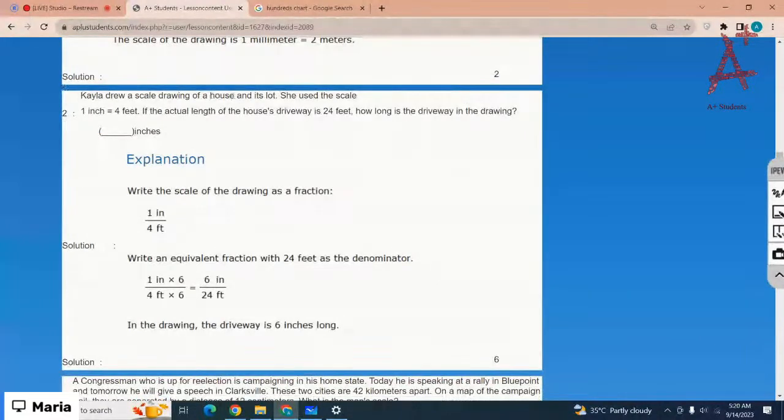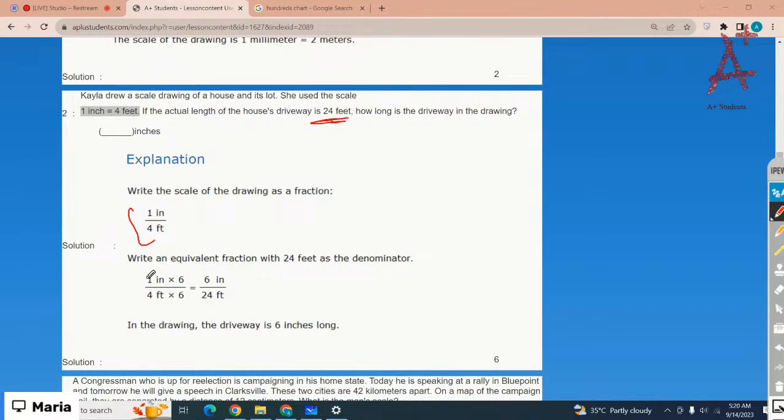Let's just do another example. Kayla drew a scale drawing of a house and its lot. She used the scale 1 inch equal 4 feet. You are given the scale, right? 1 inch equal 4 feet. If the actual length of the house is 24 feet, so the actual length you are given is 24 feet, right? How long is the driveway in drawing? You have to calculate the value in drawing.